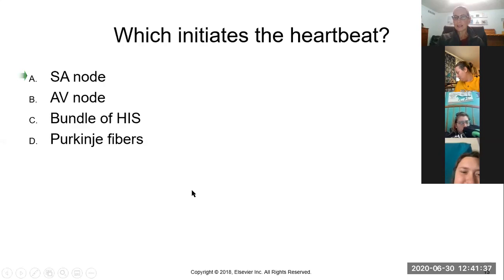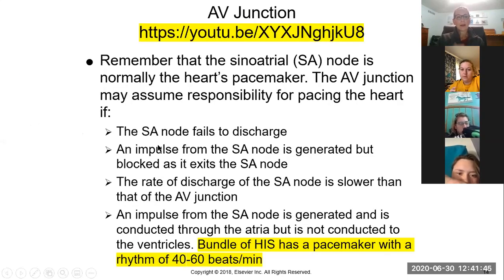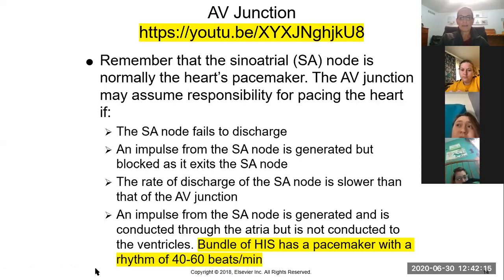All right, so that's the SA, okay? SA initiates heartbeat. AV delays. So this is just talking about, remember that the SA node is normally the heart's pacemaker, but the AV junction may assume responsibility, right? So we talked about that before. If the SA fails, an impulse from the SA node is generated but blocked, and it exits as the SA node. The rate of discharge of the SA node is slower than the AV junction, okay? So more or less this is saying that the AV will take over.